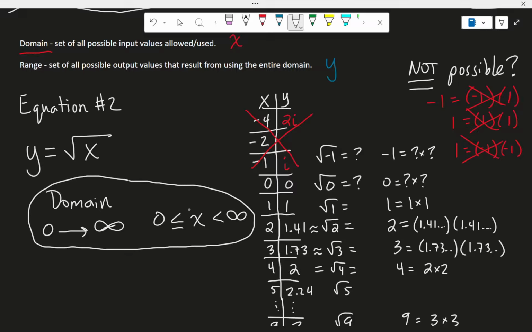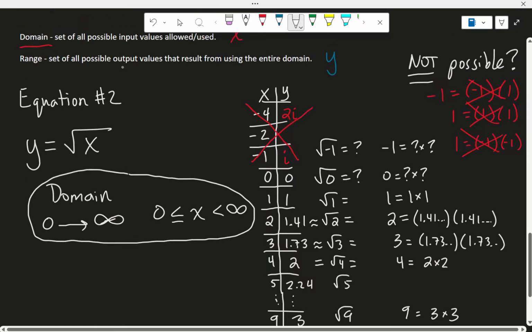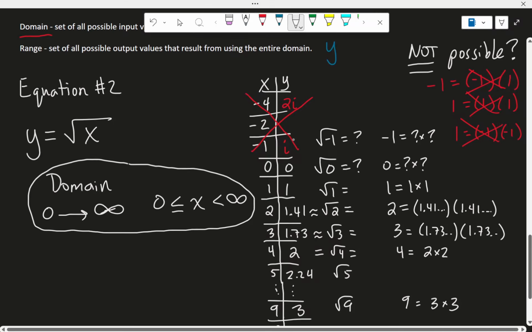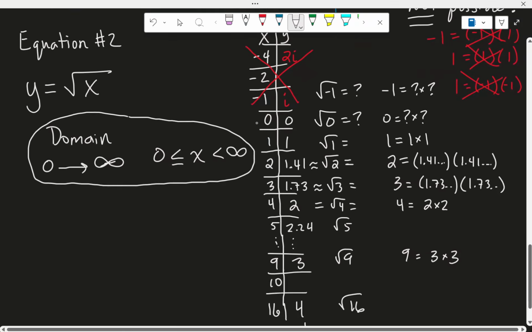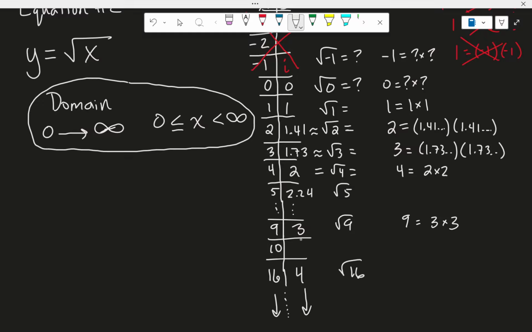Well, what's the range? Well, the range is usually a little more difficult to think about. Well, as we use our domain, in fact, let me scroll back up. Remember, the range is the set of all possible output values that result from using the entire domain. Well, if our domain starts at 0, what does our range start at? Looks like 0. As our domain gets bigger and bigger and bigger, what happens to our outputs? What happens to our range values? They also seem to get bigger and bigger and bigger.